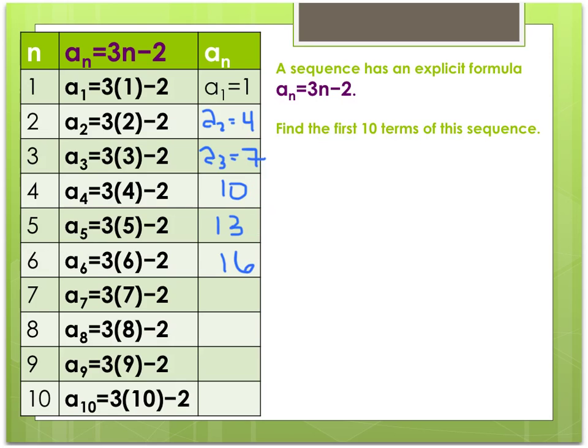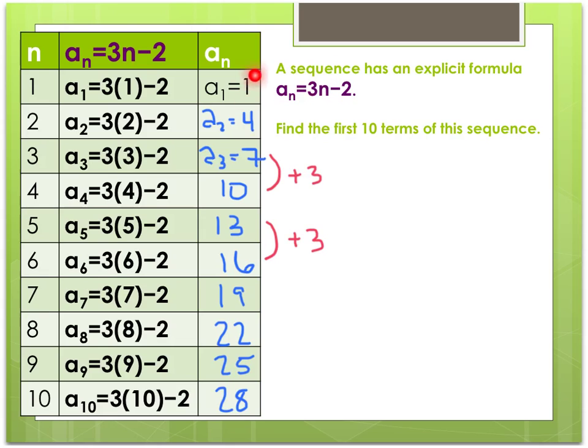From 16 to the next term, so 3 times 7 is 21, minus 2 is 19. So we can guess if we add 3 to 19, hopefully we end up at 22, and we will. 3 times 8 is 24, minus 2 is 22. And keep going, and we can build the first 10 terms of this sequence. So each time, we were adding 3 to get to the next term. And remember, adding 3 each time is like multiplying times 3 each time. That's where this 3n came from.